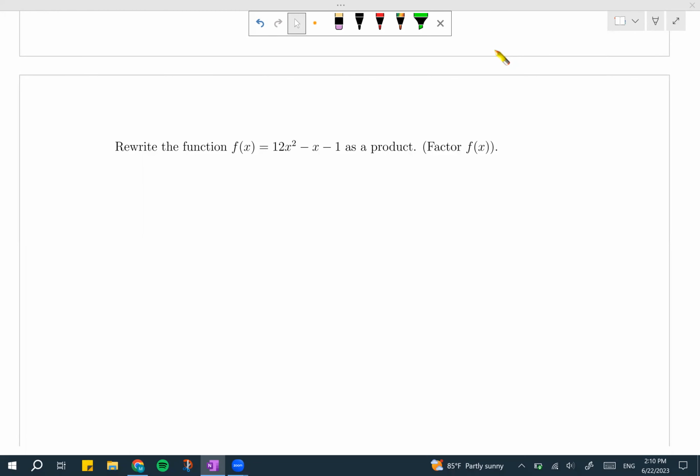Okay, so we've got this problem and they want us to write it as a product. So we have f of x is equal to 12x squared minus x minus 1. All right. So there's a couple of different ways we could go about this. If we wanted to, we could use the quadratic formula. But before we do that, I'm going to try and see if I can figure out what the factors will be.